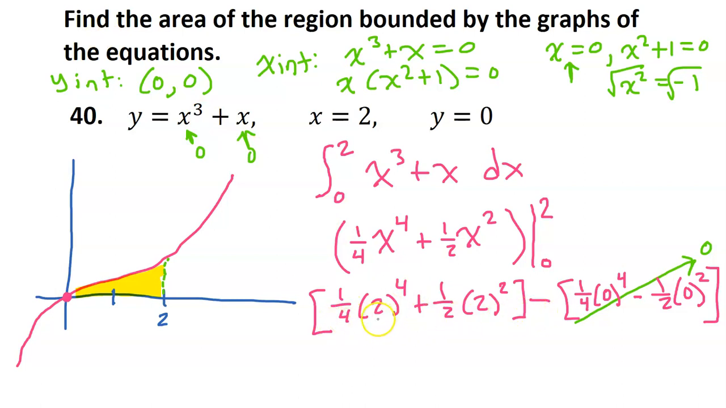Evaluating the first part, let's see, we have 2 to the fourth power is 16. And then 1/4 of 16 is 4. 2 squared is 4. And then half of 4 is 2. And then, of course, this adds up to 6. And that will be the area bounded by these three equations.